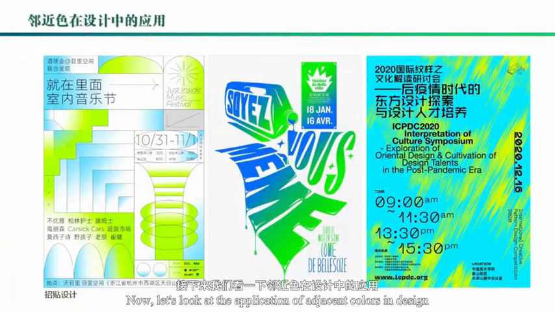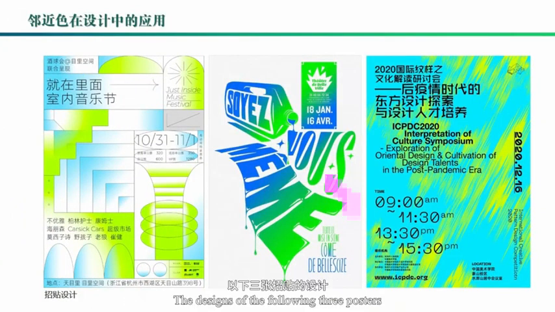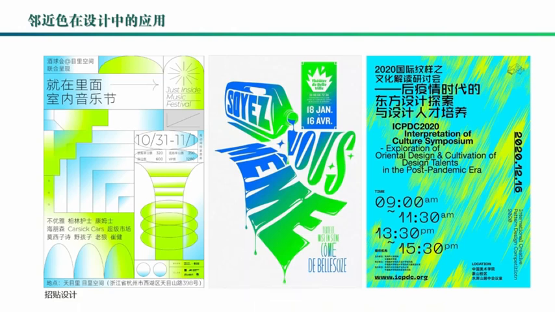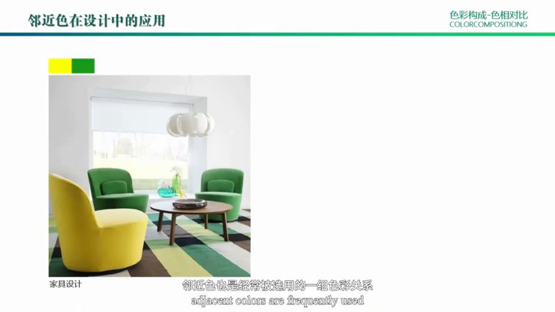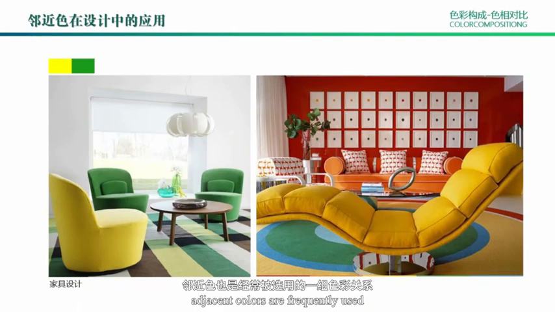Now, let's look at the application of adjacent colors in design. The design of the following 3 posters uses the combination of either yellow and green or blue and green. Although the hues vary, they all reflect a saturated, natural, and fresh style. In interior home design, adjacent colors are frequently used.